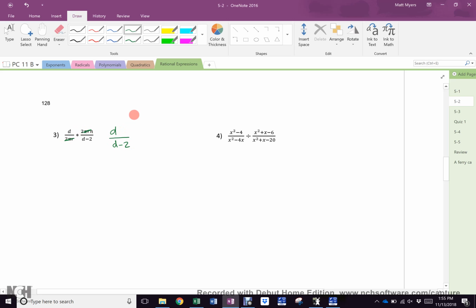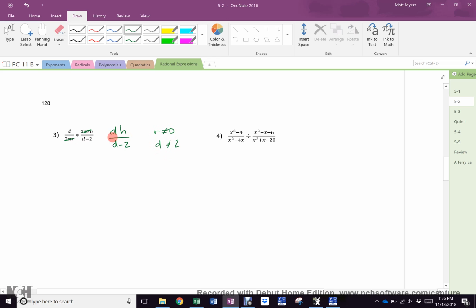Now, almost all of you are going to go a step further here. What are you going to do? No, you need to check your restrictions. You should have checked your restrictions back here where it was factored. r can't be 0, and d can't be positive 2.